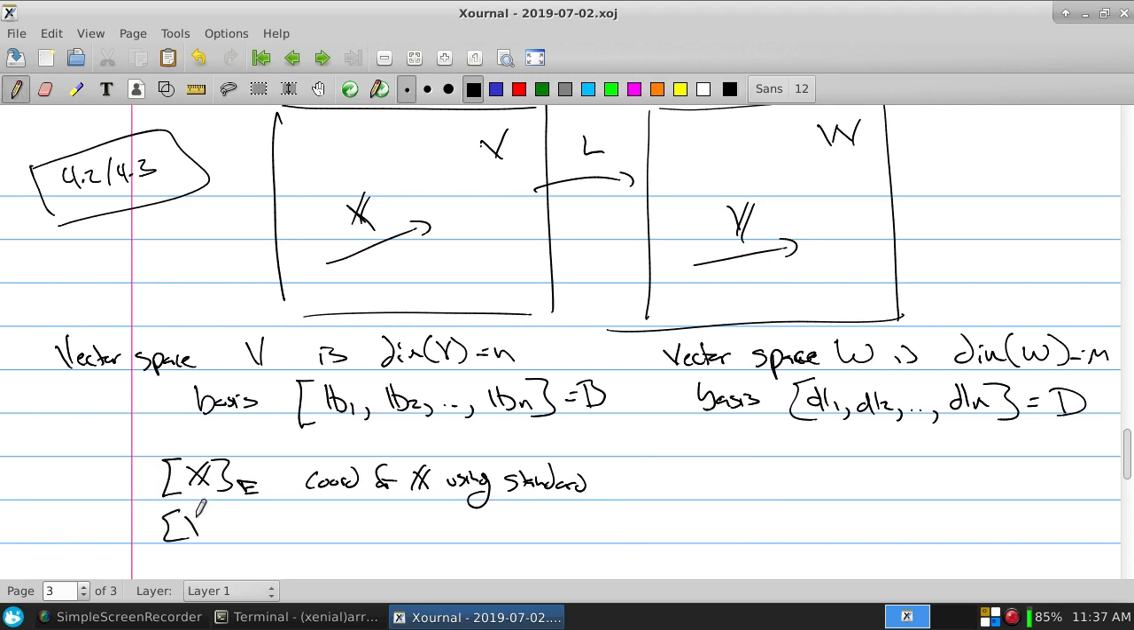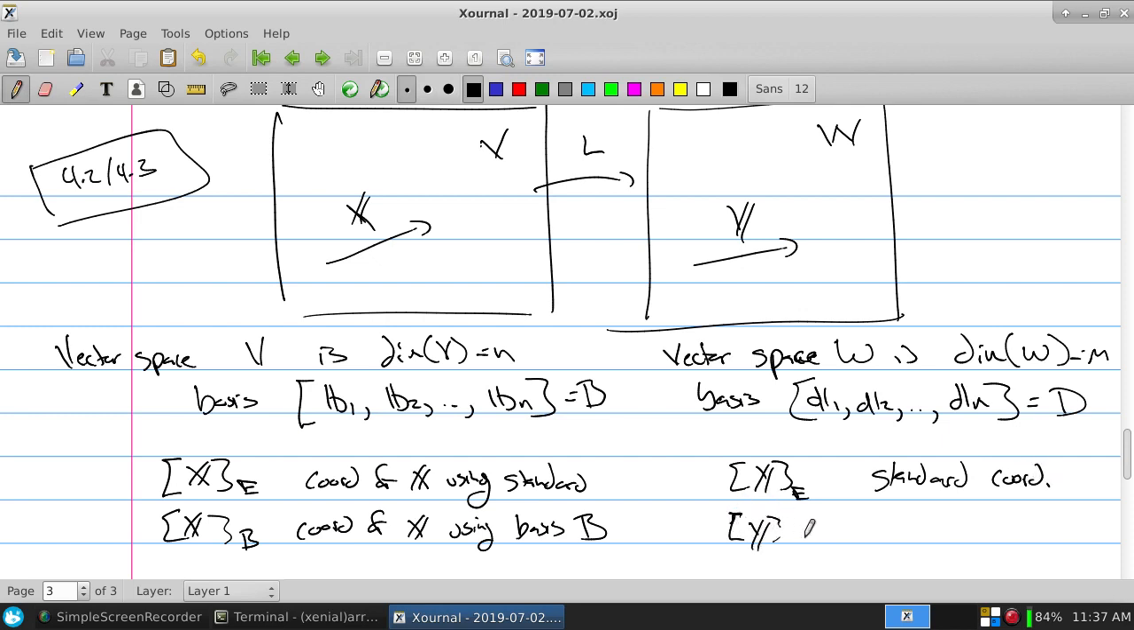What would happen if I wrote this? It's coordinates with basis B. And if I write this, that would be again the standard coordinates. And what would be this? Coordinates using basis D.